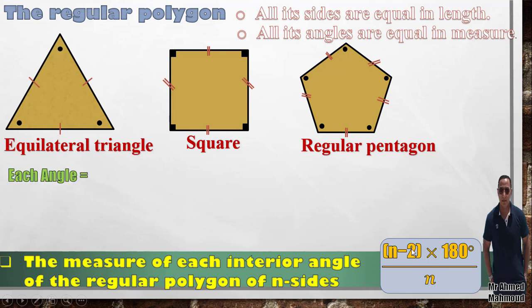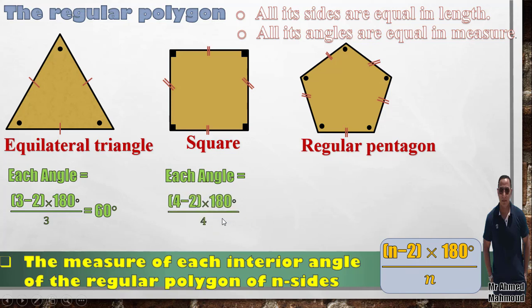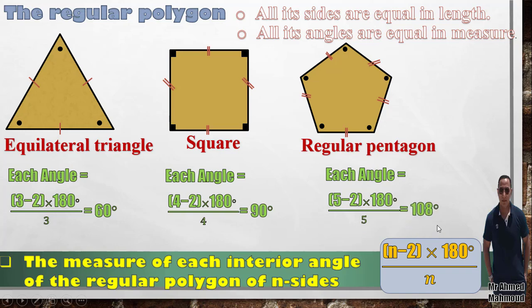Okay, so here, each angle equals what? 3 minus 2 times 180 over 3, which is equal to 60 degrees. Here each angle equals 4 minus 2 times 180 over 4 equals 90 degrees. And here 5 minus 2 times 180 over 5 equals 108 degrees. Okay, now the next question.